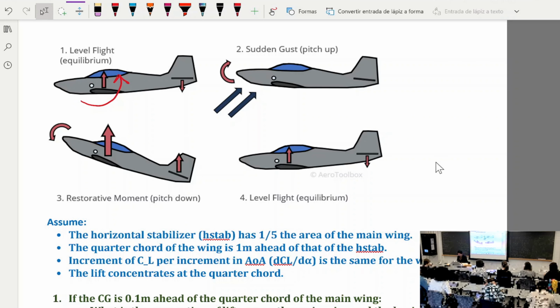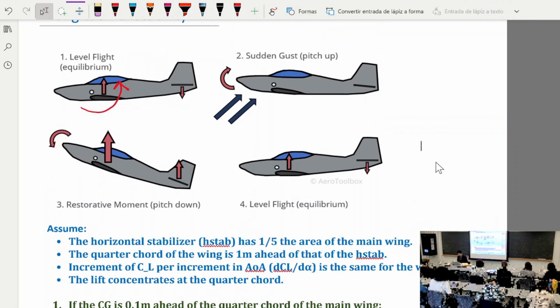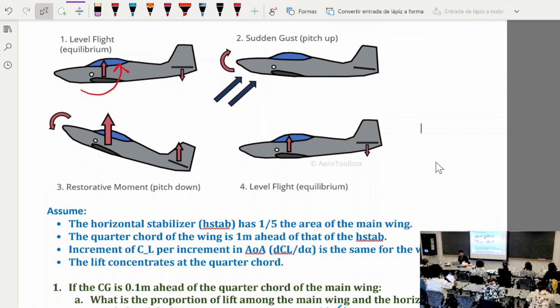All right. Okay. So yeah. So let's come back on Friday to discuss dihedral, which relates to lateral stability.